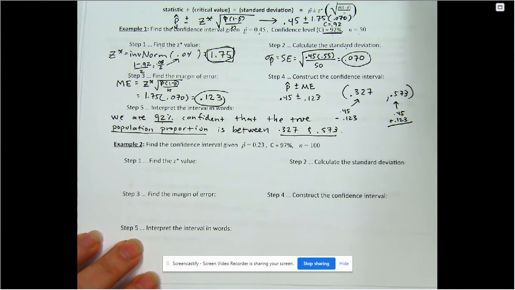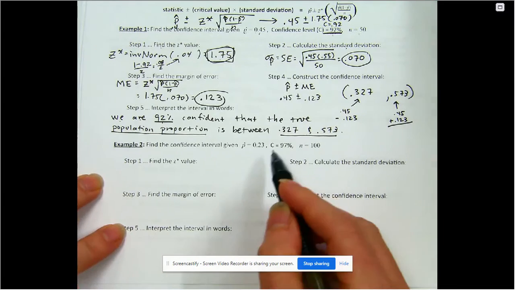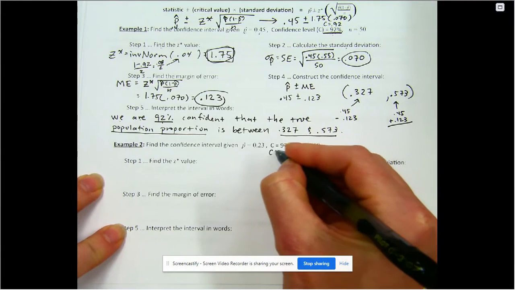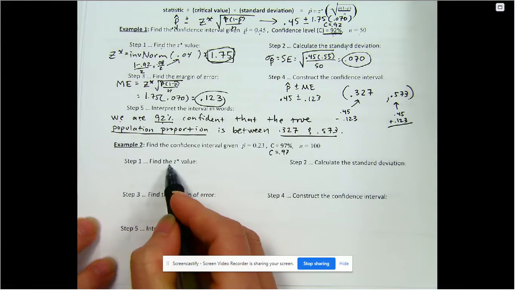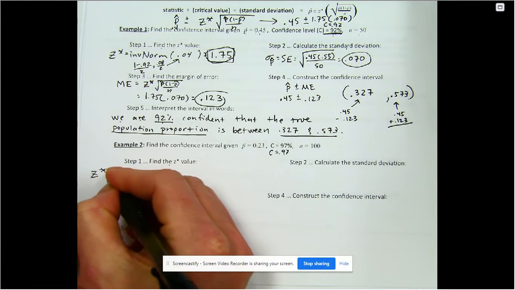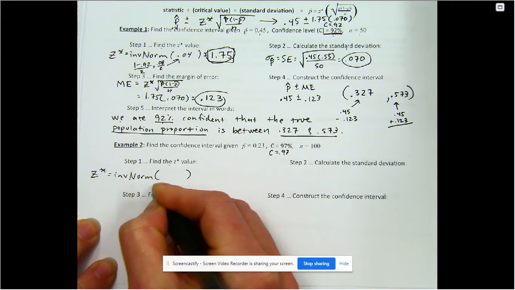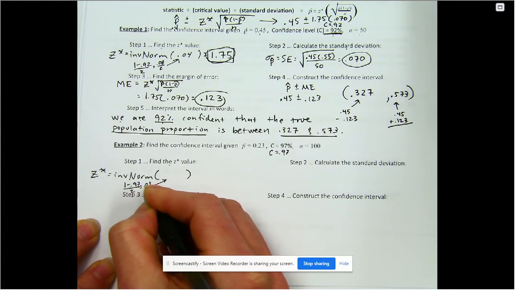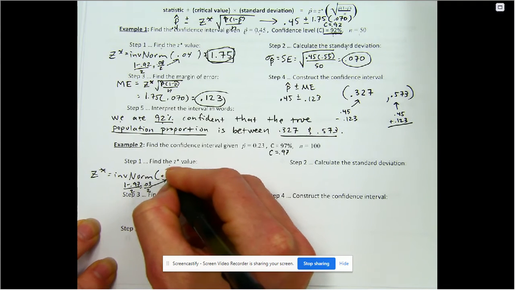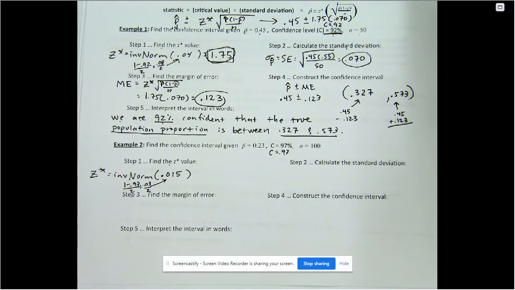All right, let's do one more. Find the confidence interval given p hat is 0.23, and our confidence level is, I like to write that as a decimal, 0.97, and our sample size is 100. So to find our z star, we're going to go inverse norm, and we have to find the area to the left, which means 1 minus my c, 0.97, divided by 2, which is 0.03 divided by 2, which is 0.015.